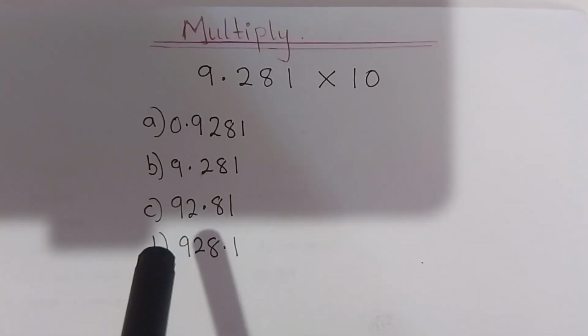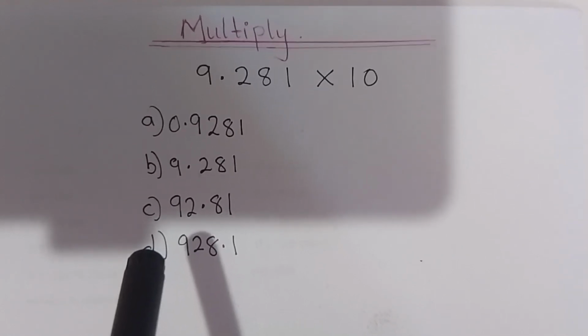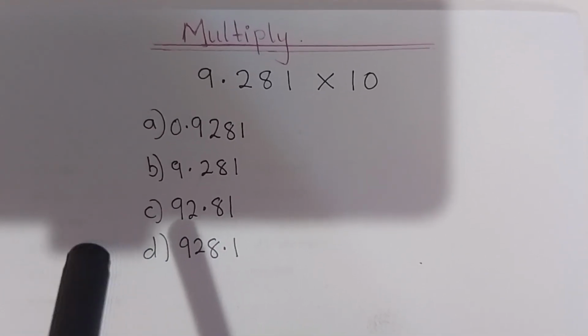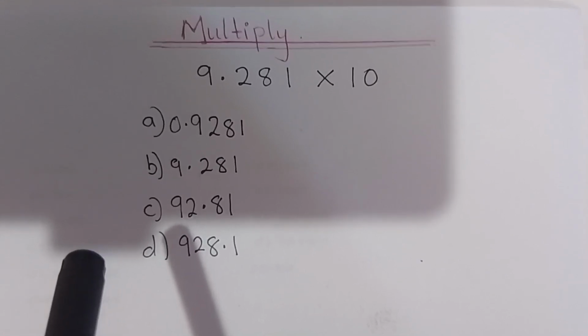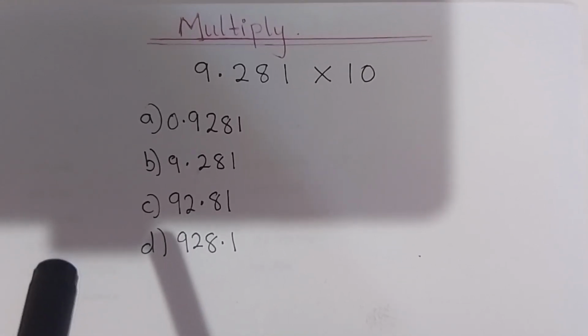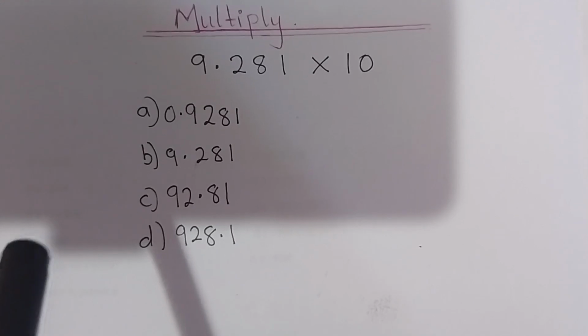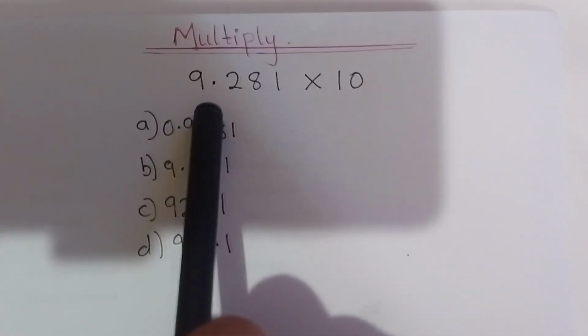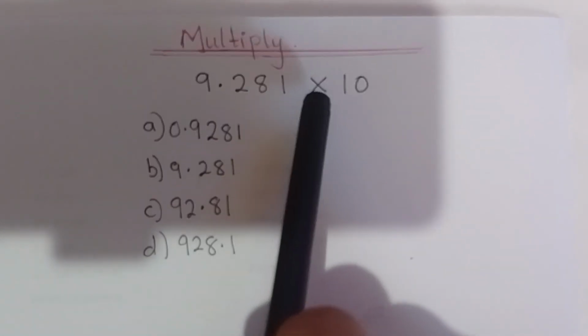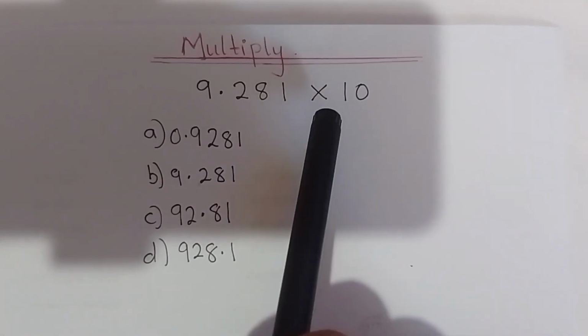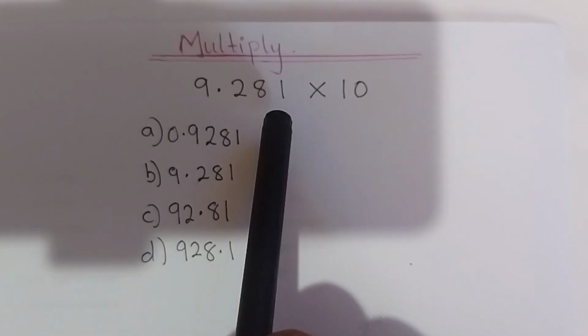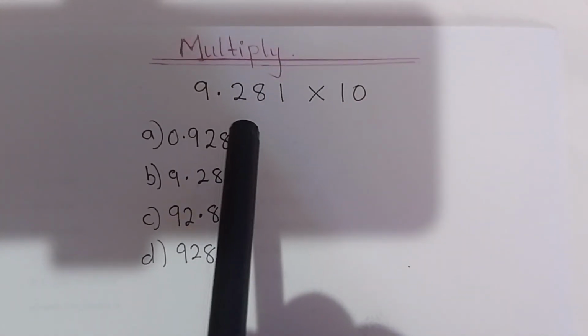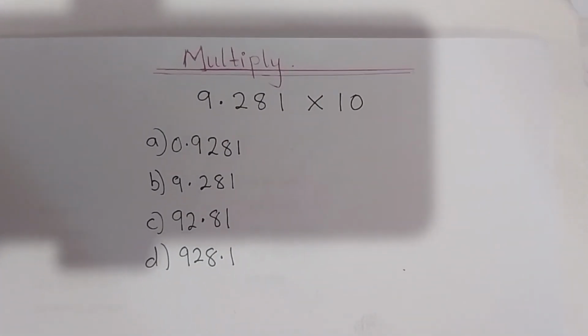When you multiply any decimal number by a power of 10 like 10, 100 or 1000, you don't need long multiplication. All you have to do is move the decimal point. In this case, 9.281 multiplied by 10, we move the decimal point one place to the right because 10 has only one zero.